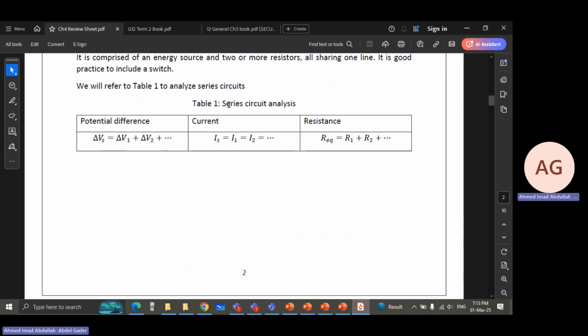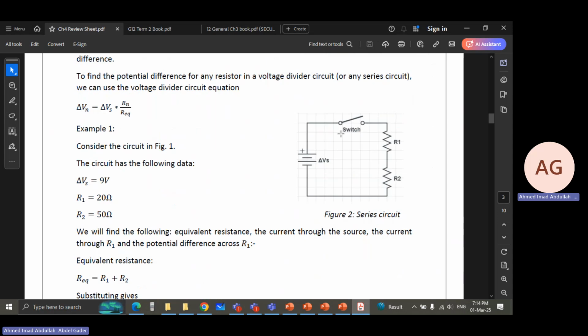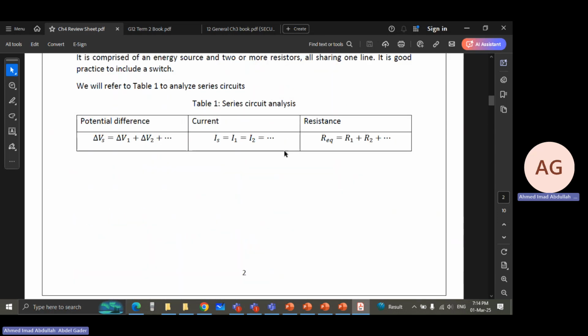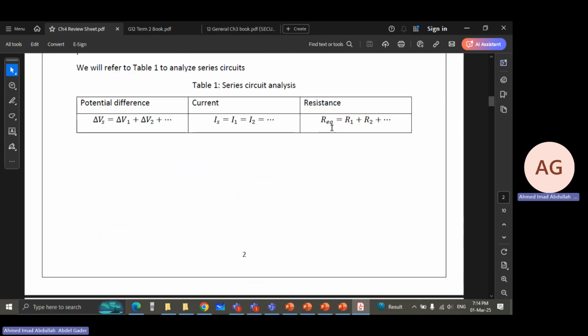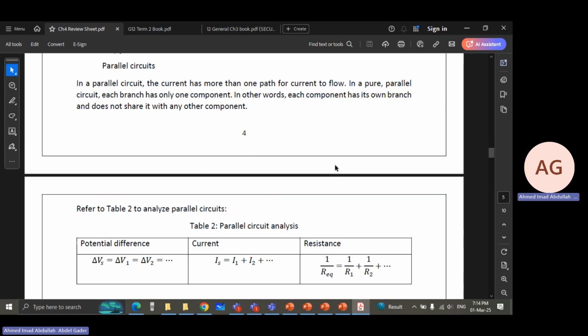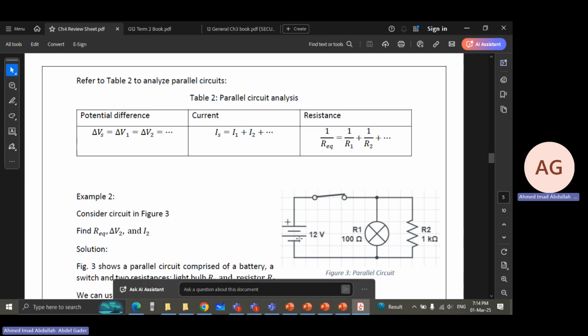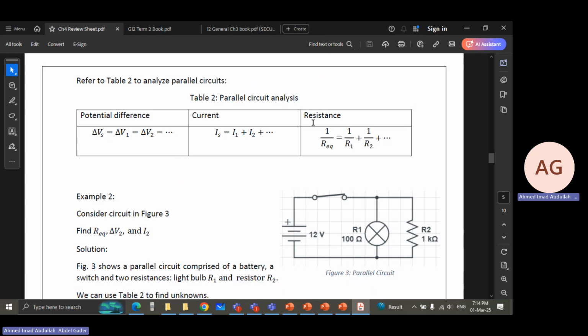We're talking specifically about series circuits. As for the current, it would be the same throughout the entire circuit because there's only one path for the current to flow. And as for the resistance, the equivalent resistance equals the mathematical sum of each individual resistance. As for parallel circuits, the potential difference across each branch is the same. The current splits at each junction and reunites at the junction closest to the negative terminal of the battery, and the equivalent resistance follows this relationship.